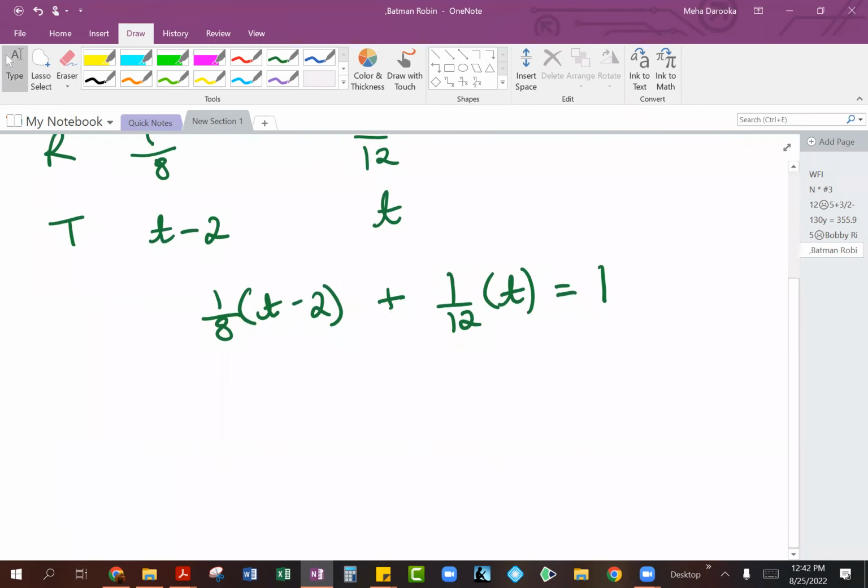So if I had to clean this up, multiply the numerators, you would get (T minus 2) over 8 plus T over 12 equals 1. So of course, we need to start out by finding our least common denominator over here. So between 12 and 8, what kind of common denominator are we looking at?